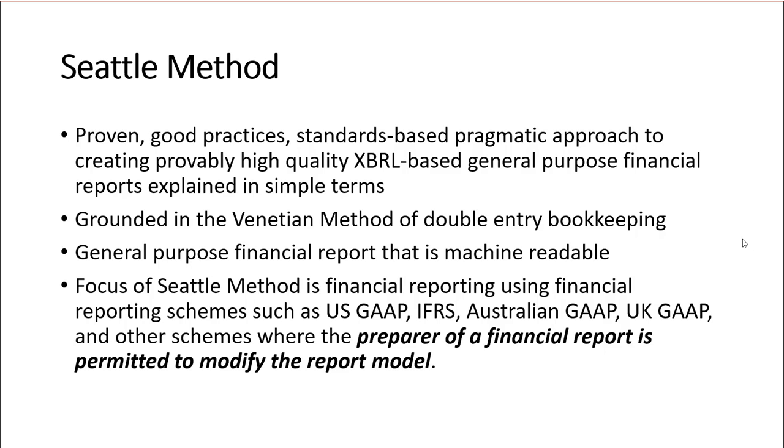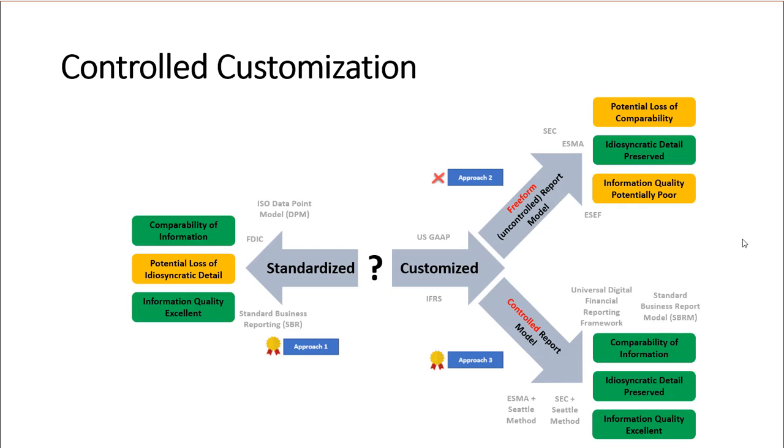The focus of the Seattle method is financial reporting using financial reporting schemes such as US GAAP, IFRS, Australian GAAP, UK GAAP, and other robust financial reporting schemes where the preparer of the financial report is permitted to modify the report model. So I'll explain that right now. Basically there are two approaches to creating a machine-readable report.